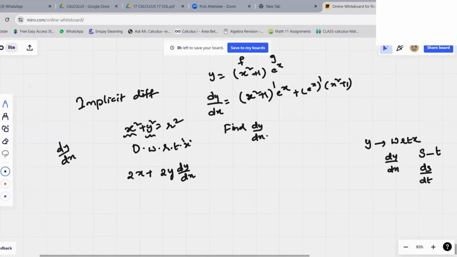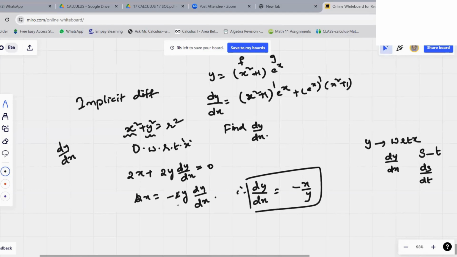Here on the right side we have r square, which is a constant, therefore the derivative is 0. Then how can you write it? 2x is equal to minus 2y dy by dx. Okay, 2 gets cancelled. Therefore, what is your dy by dx? dy by dx is equal to minus x by y. This is your implicit differentiation.